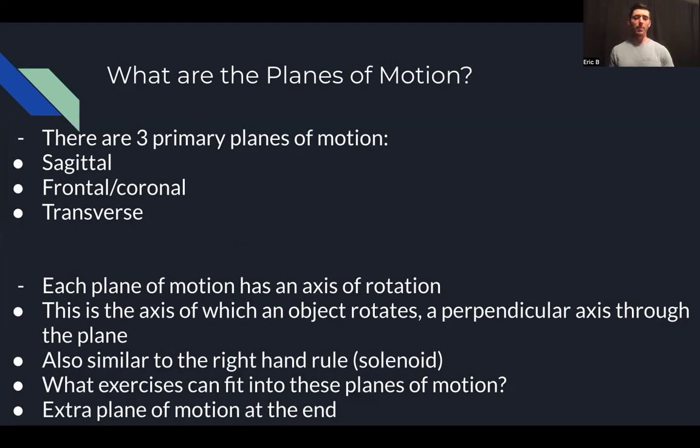Now, each plane of motion has its associated axis of rotation. The axis of rotation is pretty much the axis on which an object rotates, that's usually perpendicular to the plane.